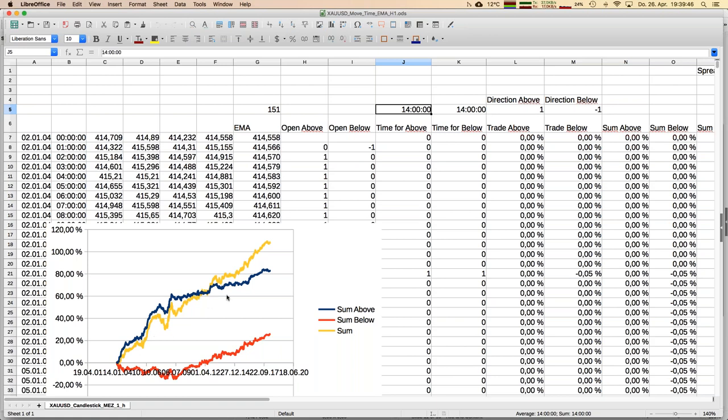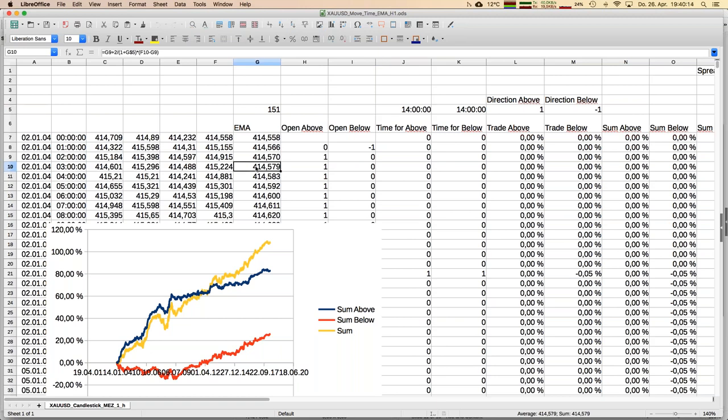And you see the individual equity for all above and the individual equity for all below. That's the red one and the blue one. And of course, we can sum both up and then we get the yellow one. It doesn't look that bad. It's a nice equity, one anybody, I think, would like to have within their trading account.